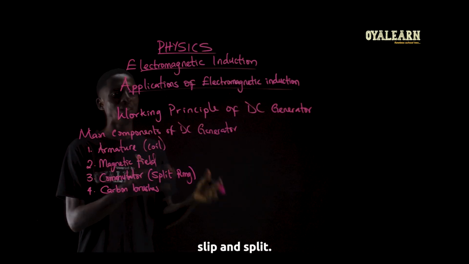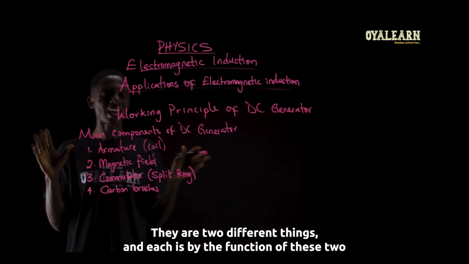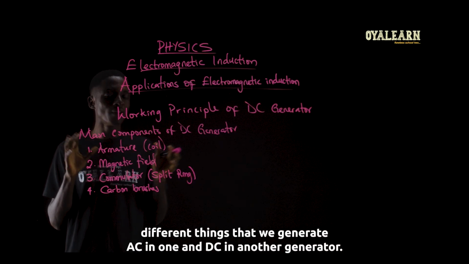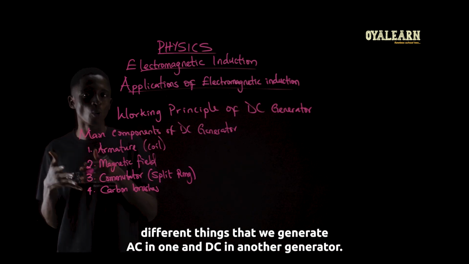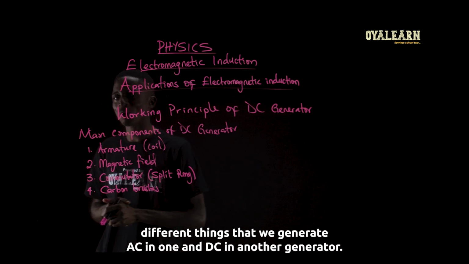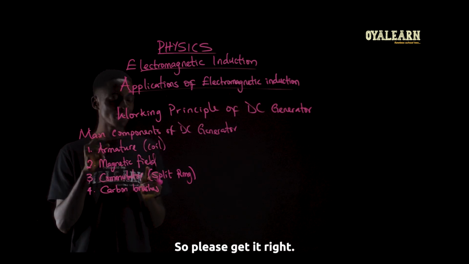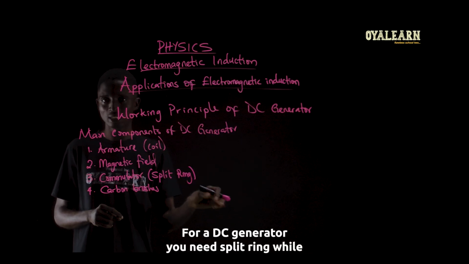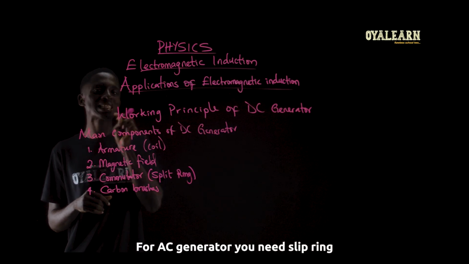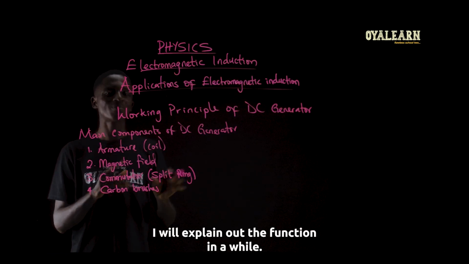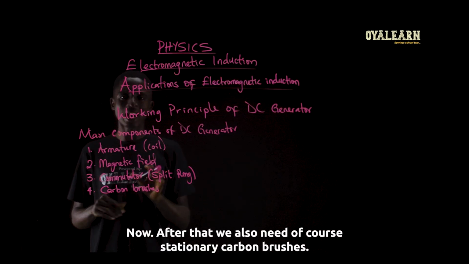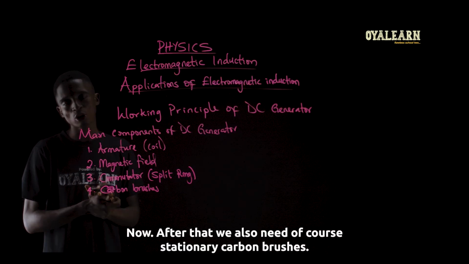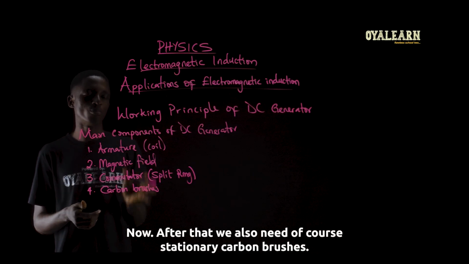Slip and split, they are two different things, and it is by the function of these two different things that we generate AC in one and DC in another generator. So please get it right. For a DC generator, you need a split ring, while for an AC generator, you need a slip ring. I will explain how they function in a while. Now, after that, we also need, of course, stationary carbon brushes.